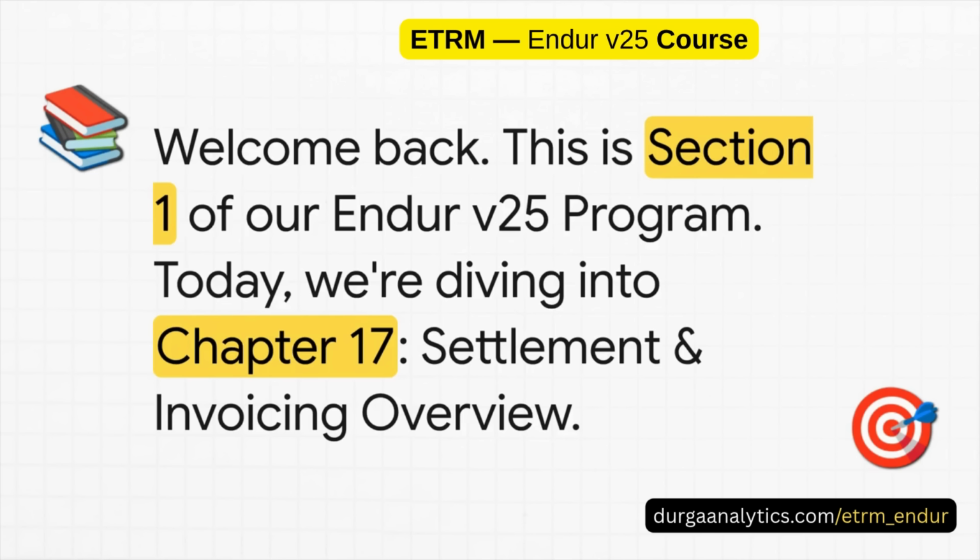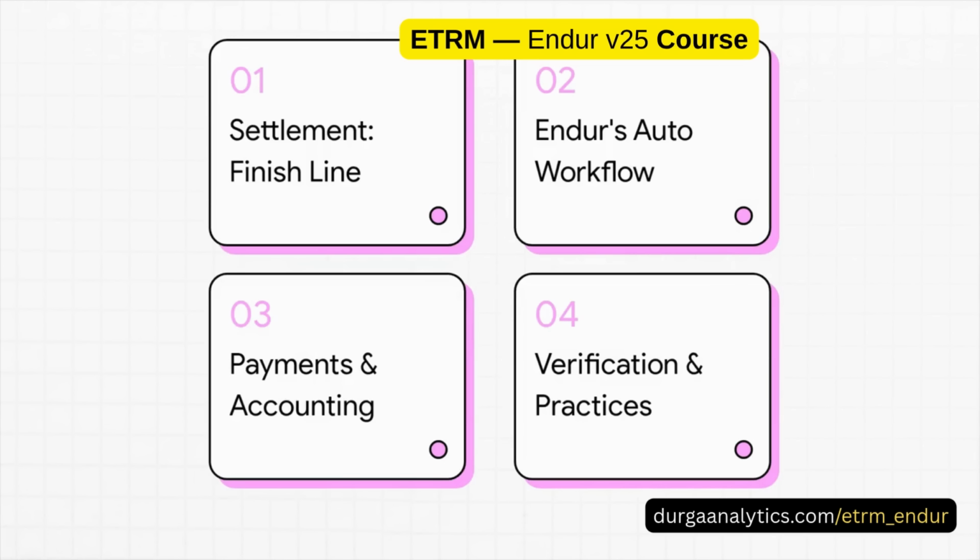So today, in Chapter 17, we're hitting that final, crucial step, settlement and invoicing. This is literally the process that turns all those trades into cold, hard cash. So, here's how we're going to break it down today. We've got 4 key parts. First, we'll nail down what settlement really is. I like to call it the financial finish line.